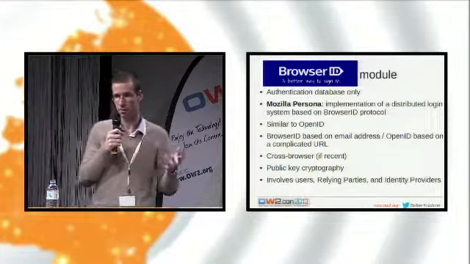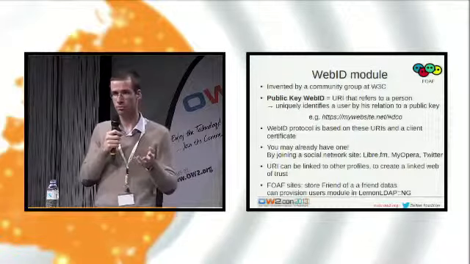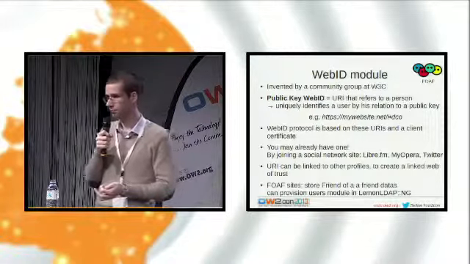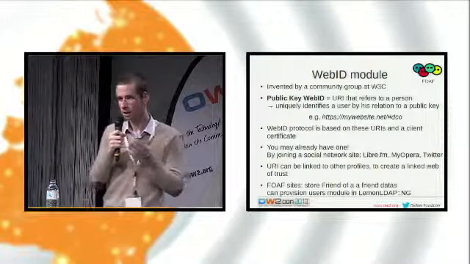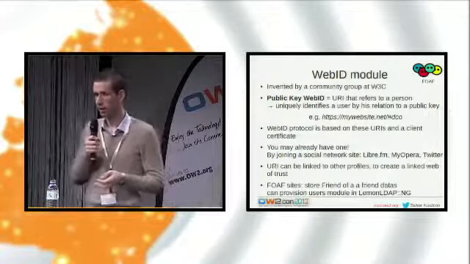You can see there are two parts. The main part is the resource, obviously the web server, and the second part is the web ID. So a public key web ID, to sum up, is a URI which uniquely identifies a user by his relation to a public key. The good news is that you may already have one.